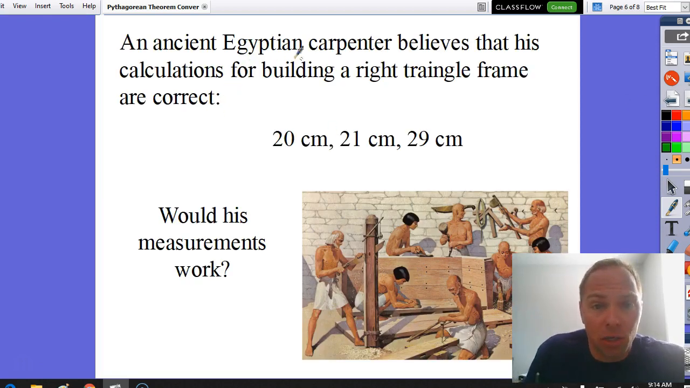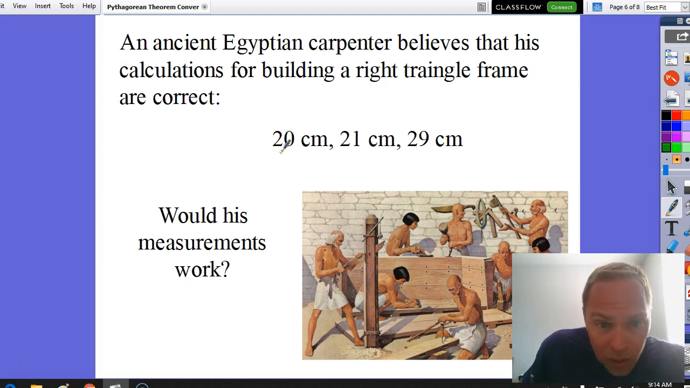An ancient Egyptian carpenter is building a frame here, a 90-degree angle. And he wants to know, is the thing that he made after he does the measurements, 20, 21, and 29, is it making a right angle there? You can see that in construction, you need right angles. If this thing is slightly off, just a little bit to the left or to the right, and they put a load on that, that's going to collapse. So we use right angles all around us all the time.